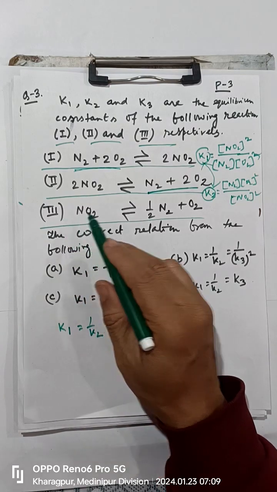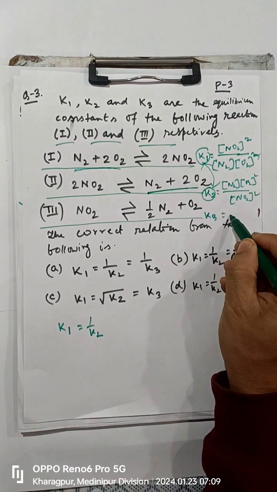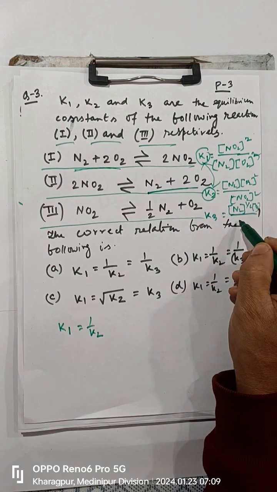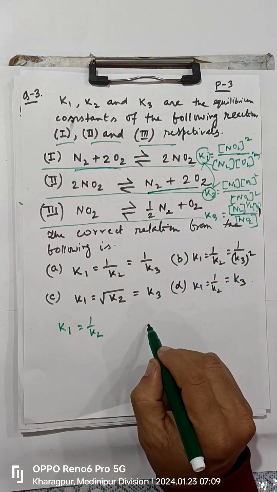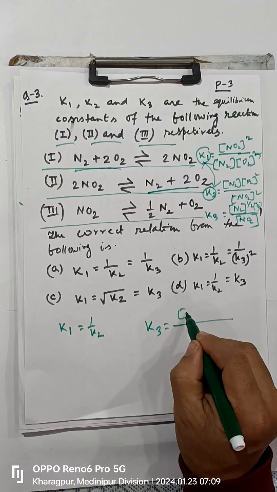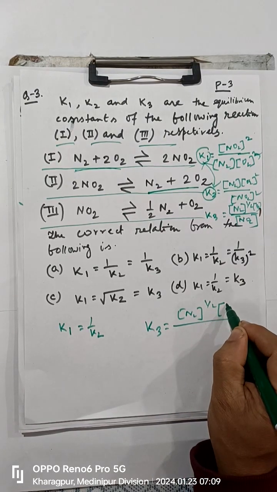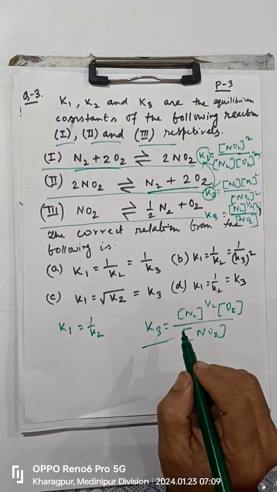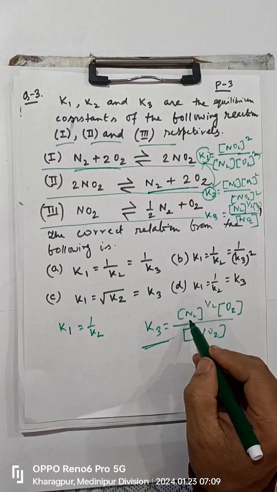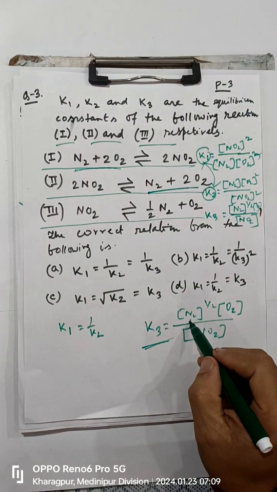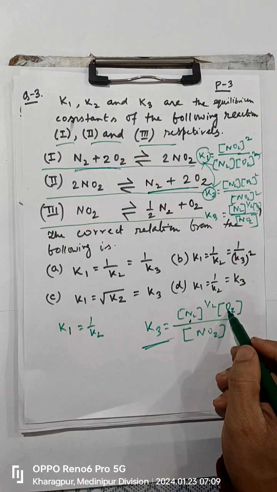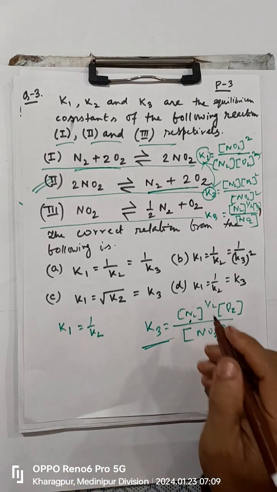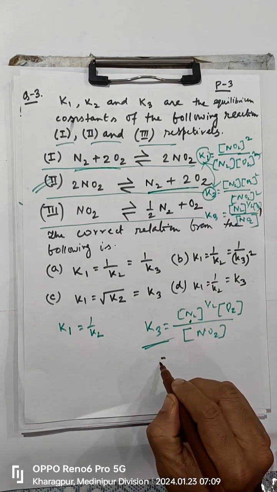And for reaction 3, the equilibrium constant K3 is equal to N2 to the power half into O2 divided by NO2. I have clearly written it here, N2 to the power half into O2 by NO2. So find out the relation between K3 and K1 and K2. In K3, what is in the numerator? There is nitrogen and oxygen. So here the products are nitrogen and oxygen. So it will be similar to 2, but the concentration value is different.